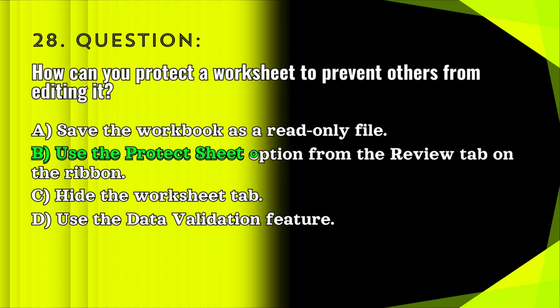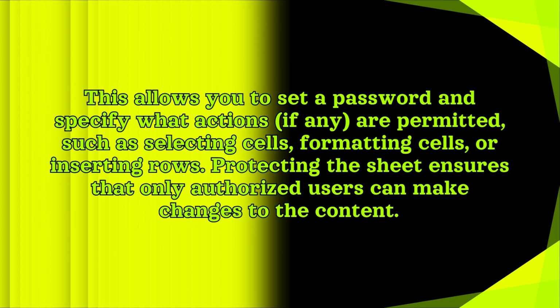So the right option is B. Use the Protect Sheet option from the Review tab on the ribbon. This allows you to set a password and specify what actions are permitted, such as selecting cells, formatting cells, or inserting rows. Protecting the sheet ensures that only authorized users can make changes to the content.